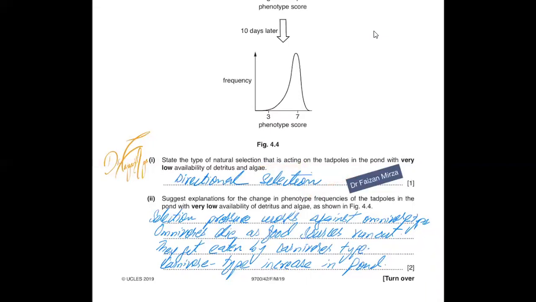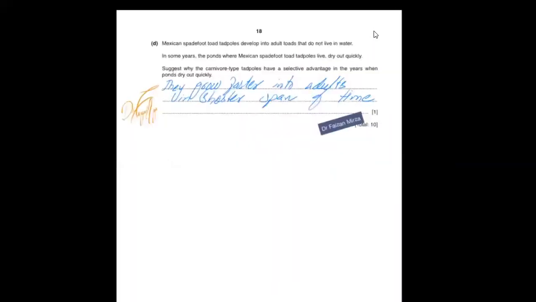Suggest an explanation for the change in the phenotype frequency of the tadpoles with very low availability of detritus. Selection pressure works against the omnivore type. Omnivores die as food sources run out. They get eaten by the carnivore type. Furthermore, the carnivore type increases in the pond, its frequency increases, and it would increase in population.